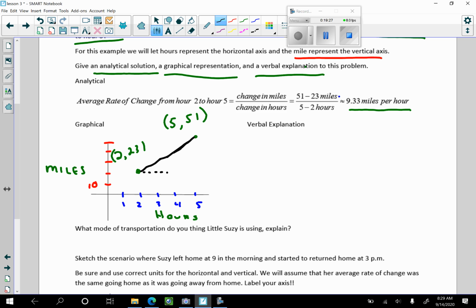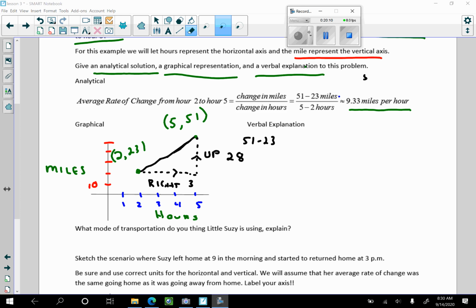And we're going to go, this says she went to the right, and then she went up. But did we go up? We went up. What's 51 minus 23? Is that 29? And we went right 3. It's not 29, is it? Okay, so this is up 28, right 3. That's the graphical representation.